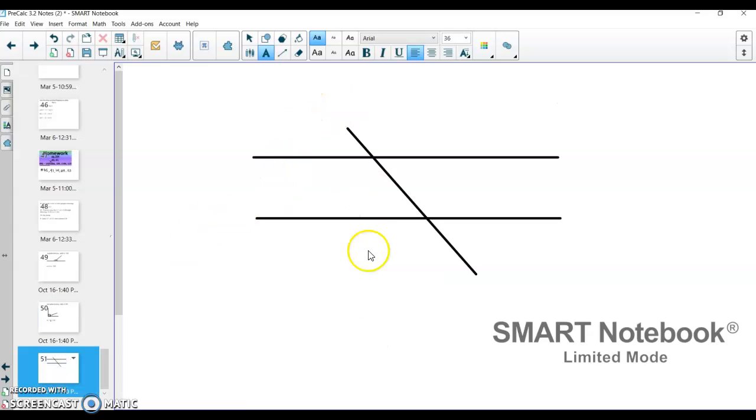Now the last one, this is where we see more of our angle relationships. When we have parallel lines cut by a transversal, we see different relationships here. The first one is going to be our corresponding angles.